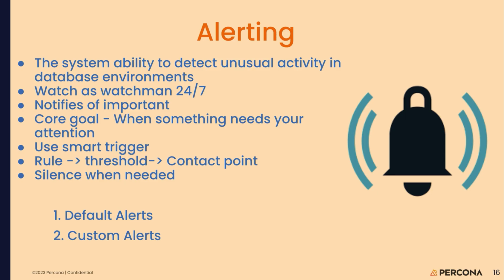Then alerting. Alerting is the system's ability to detect unusual activity in the database environment before small events turn into a production outage. The alerting acts as a watchman 24/7. Instead of us watching the entire time, PMM watches and notifies us of important events, like production outages or resource usage. The core concept of alerting is very simple: when something needs your attention, PMM makes sure that we know immediately.